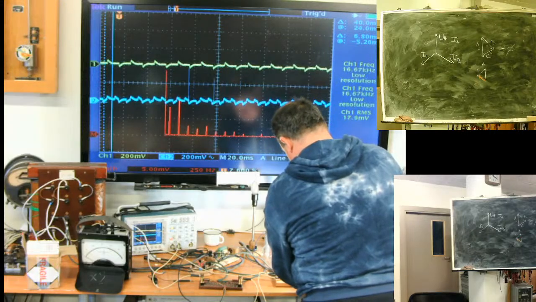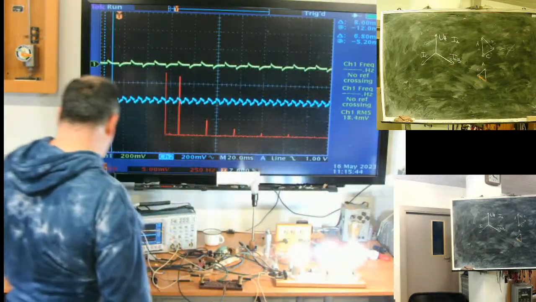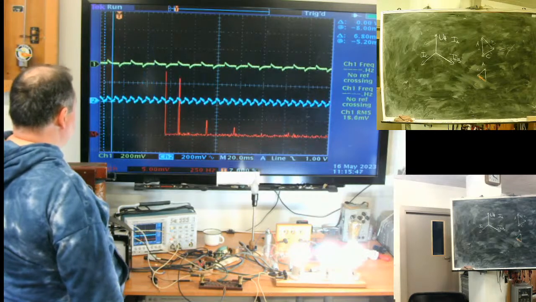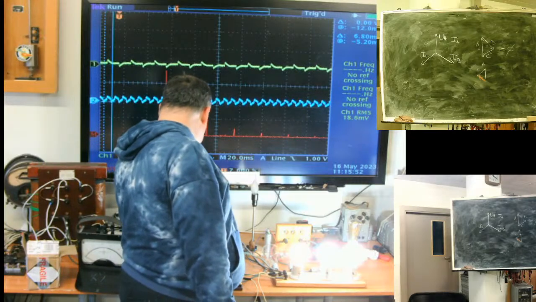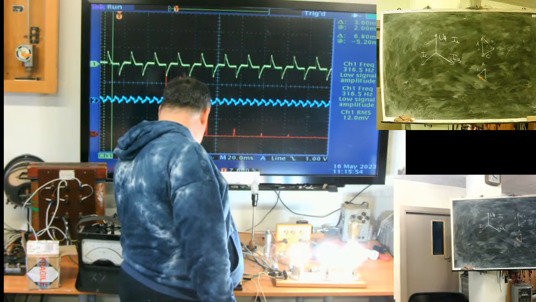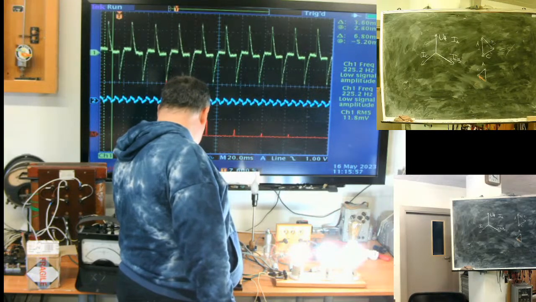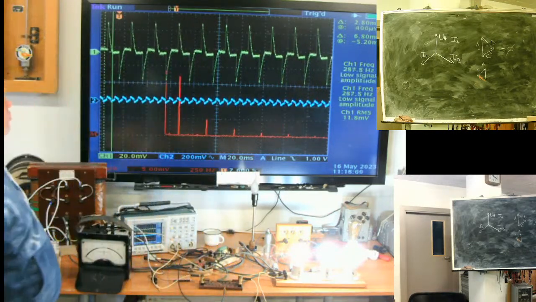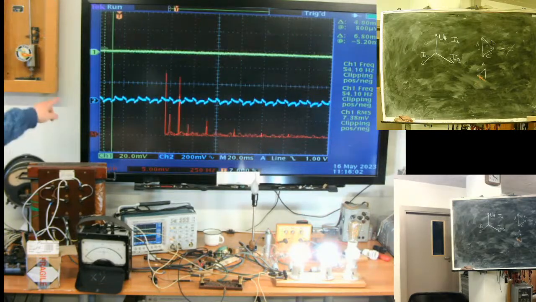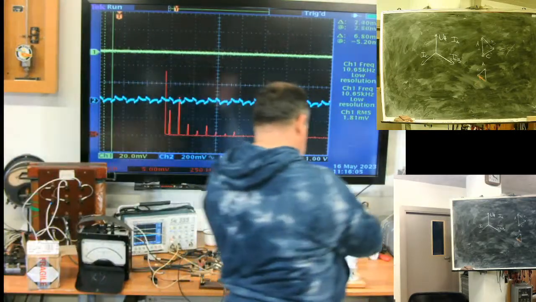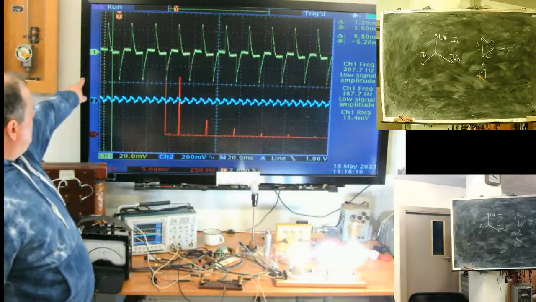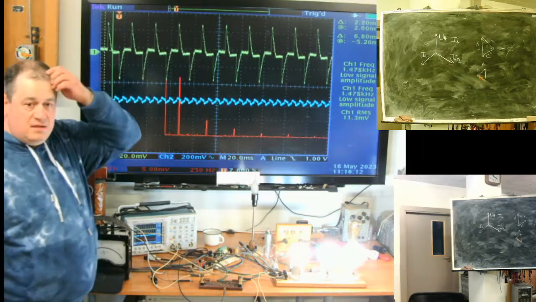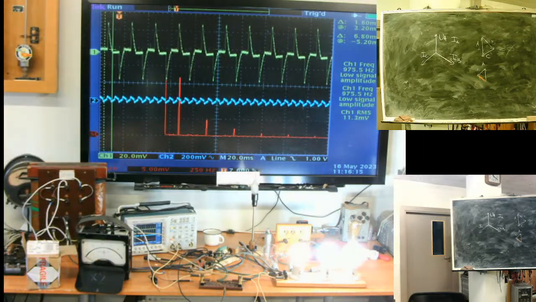Where's my B voltage? Oh, here is my B voltage. So, welcome to our life. Here is the current of A phase. That's what the LED lamp is consuming.